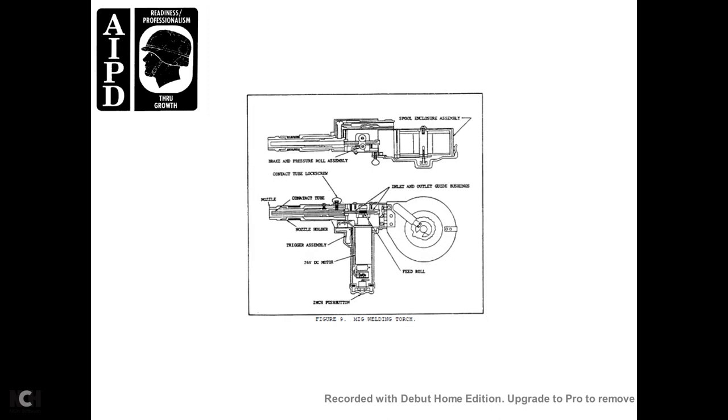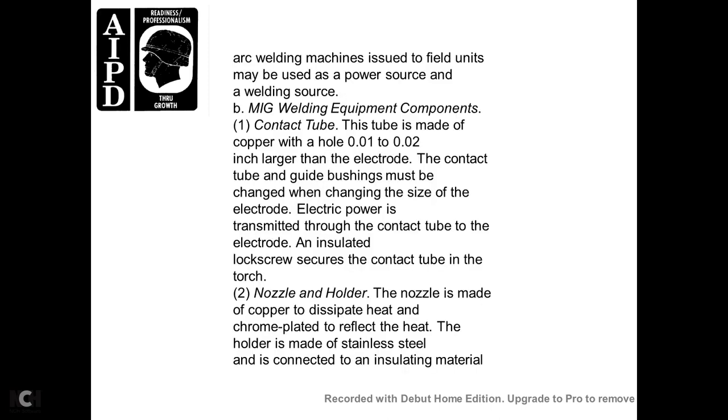MIG welding torch, figure 9. Arc welding machines issued with the field unit may be used as the power source for the welding. The MIG welding equipment components: 1. Contact tube. The tube is made of copper, with a hole of 1/100 to 1/200 inch for the electrode. The contact tube with the guide bushing must be changed with the changing size of the electrode. Electrical power is transmitted through the contact tube. An insulated lock screw secures the electrode to the contact tube of the torch.